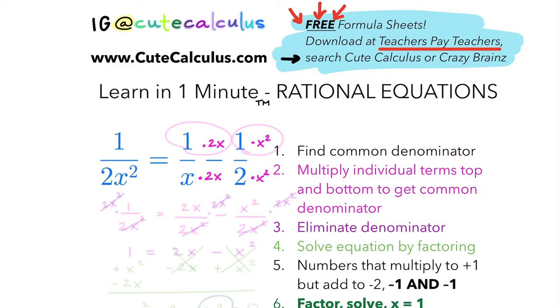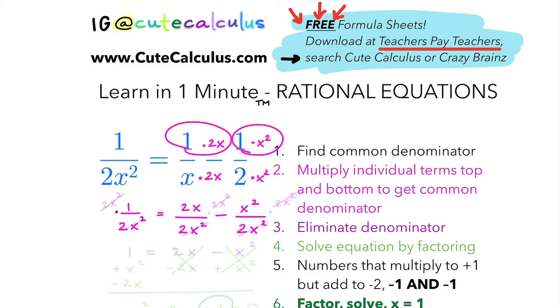And now when we multiply those, this one's already how we need it with 2x squared. We'll get 1 times 2x is 2x over 2x squared, minus 1 times x squared is x squared over 2x squared. And now at this point, the denominator is eliminated. Once you have a common denominator, you can just get rid of it.